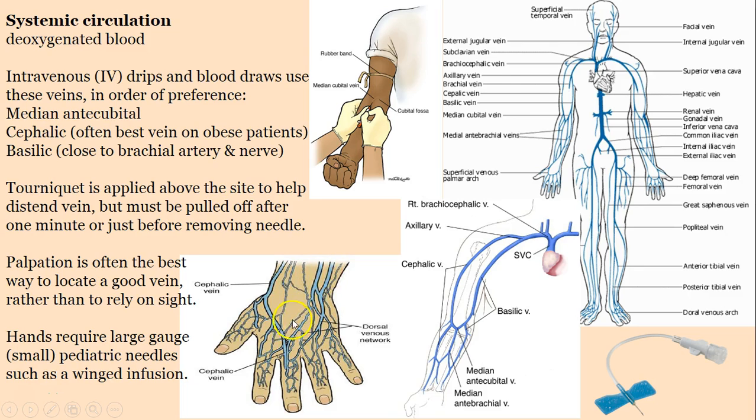Hands require a large gauge, which means a small needle. It's kind of bizarre. Large gauge, small needle, like a 24 or 23 gauge, and a pediatric winged infusion. We'll call them butterflies. Right there's a nice example. It's tricky though, because you need two hands here to get this one done.